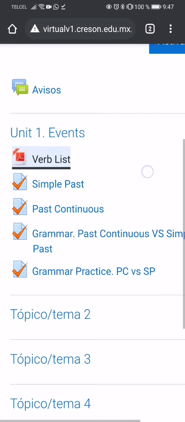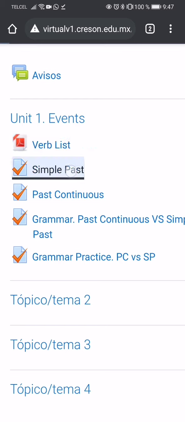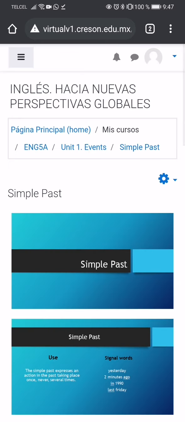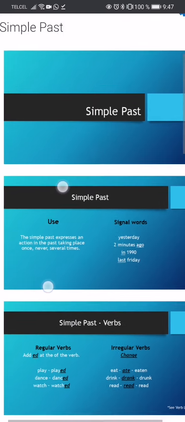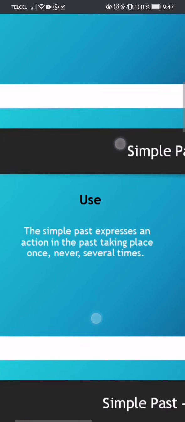When you finish with the list, you're going to open this simple past. The simple past is a topic that you all know, but I'm going to explain here. So it's a simple past. The use of the simple past. The simple past expresses an action in the past taking place once, never, or several times. So the important here is the use of the simple past is an action in the past.